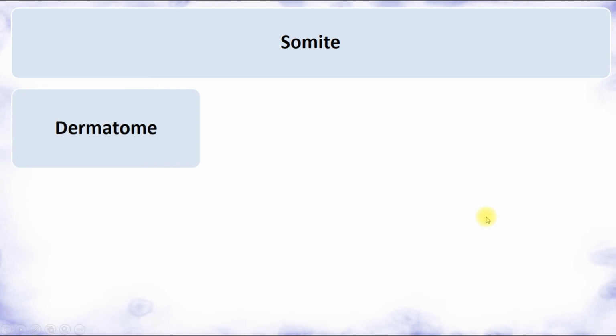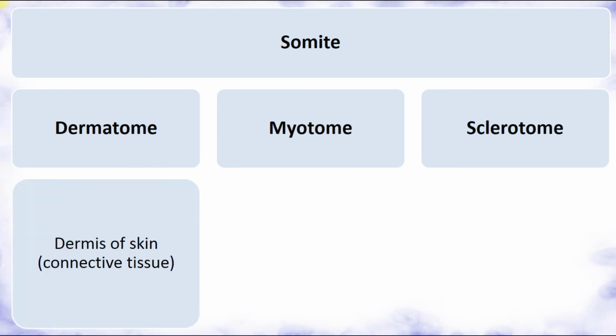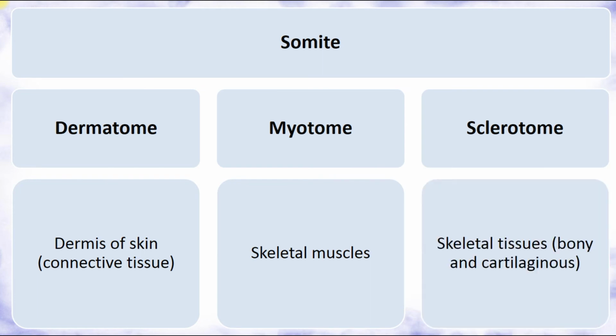Somite has three parts: dermatome, myotome, and sclerotome. Dermatome forms dermis, so it forms connective tissue of skin. Epidermis of skin, if you remember, develops from dermal ectoderm. And dermatome of somite forms dermis, the deeper layer of skin. Myotome of somite forms skeletal muscles, those muscles which move our skeleton. And sclerotome forms skeletal tissues, bony and cartilaginous.